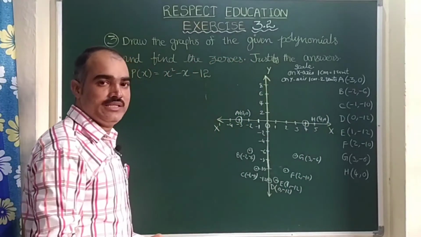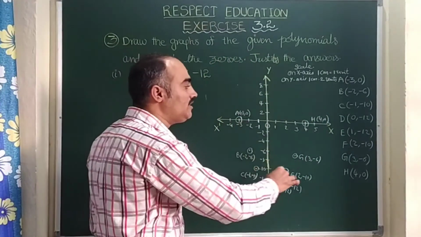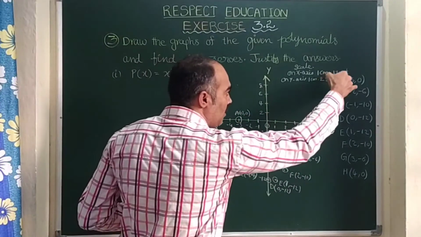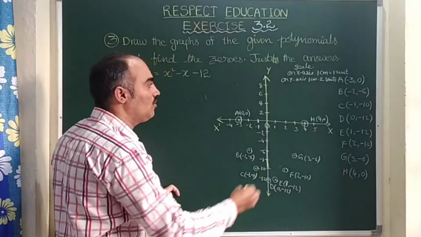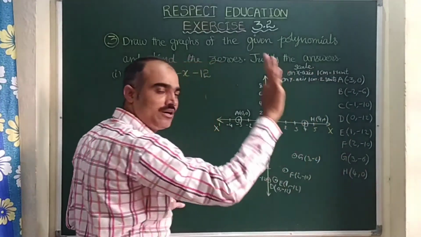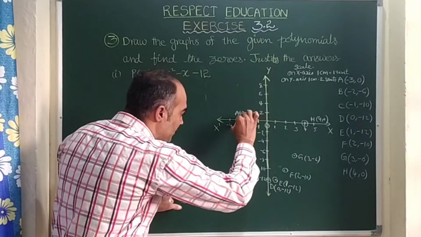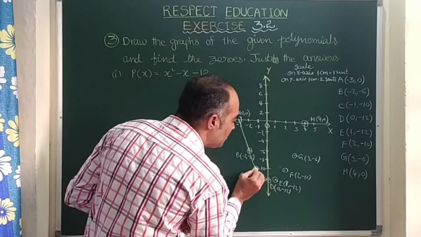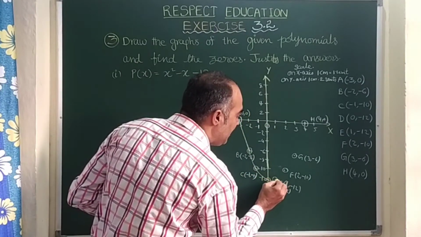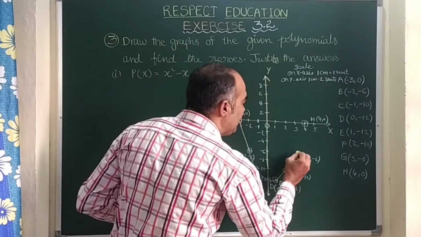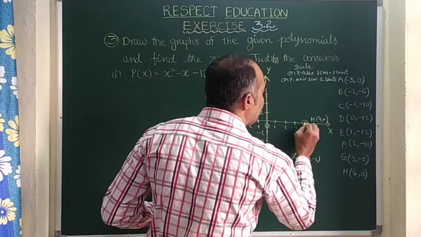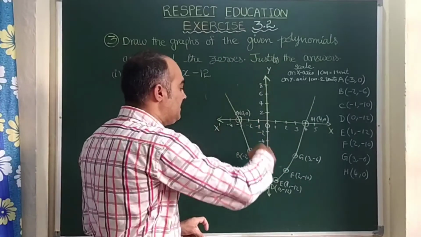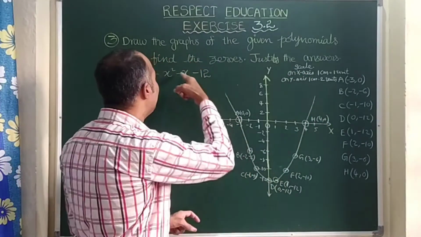Now without confusing, let us join all the points with free hand only. Okay, so here see, just in the alphabetical order, just you join it. As you know A, B, C, D, E, F, G, H, in the same order you follow. See here, A to B, right? B to C, C to D, D to E, E to F, F to G, again G to H. Let us extend a little bit this side and also this side. This is the graph for the given polynomial.